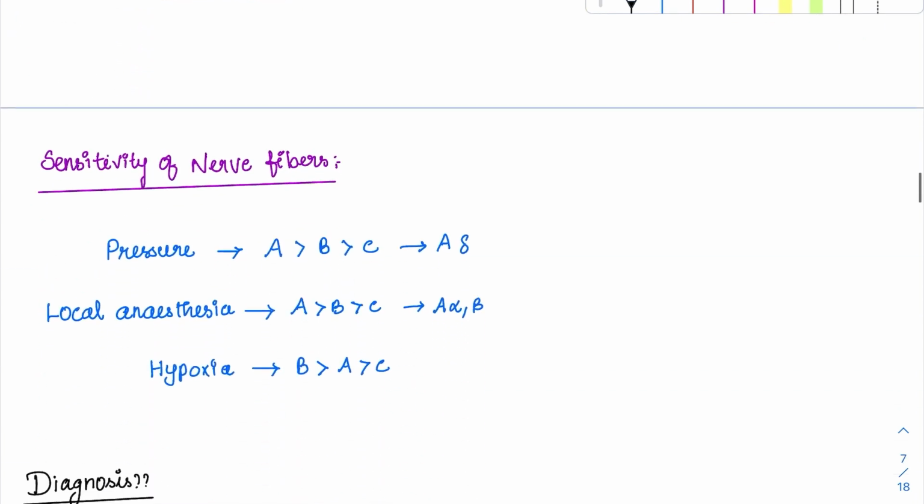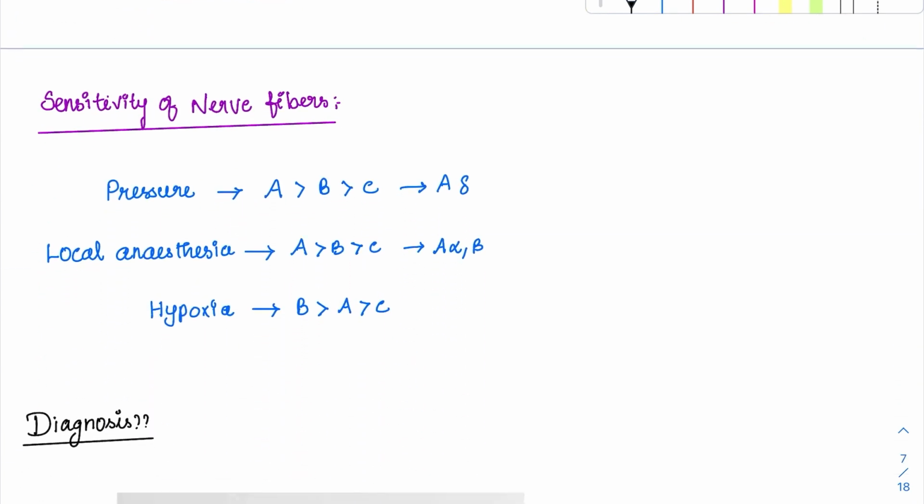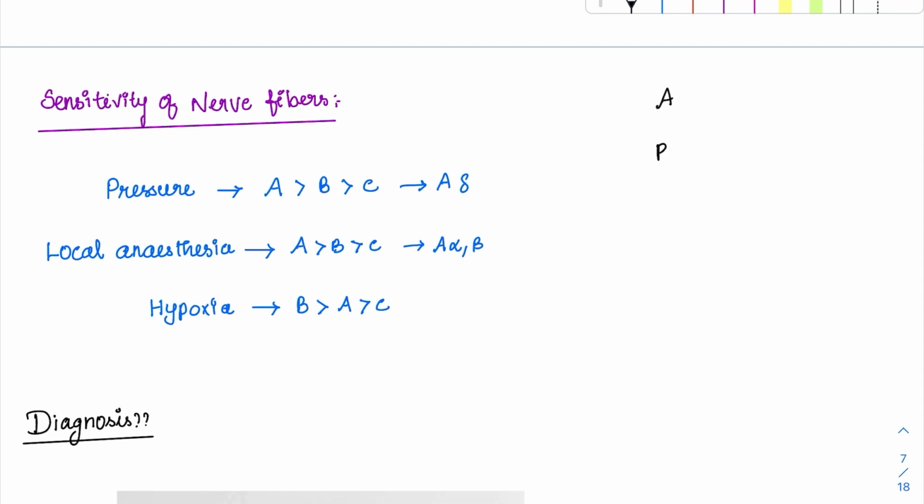Then coming to the sensitivity of nerve fibers. There are various groups of nerve fibers like A fibers, B fibers and C fibers. A and B are myelinated fibers, whereas C fibers are non-myelinated fibers. And what we have to remember is the sensitivity of each group of fibers for a specific stimulus. Suppose we give a pressure stimulus, which fiber is more sensitive? A fiber is the most sensitive for pressure, followed by B, followed by C.